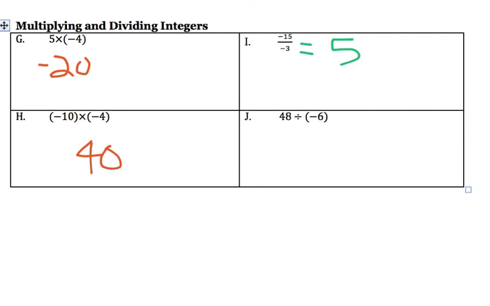Alright, and last one, 48 divided by a regular 6. Well, I know that 6 goes into 48 8 times. Different signs, because one's positive, one's negative, so this will come out as negative 8.